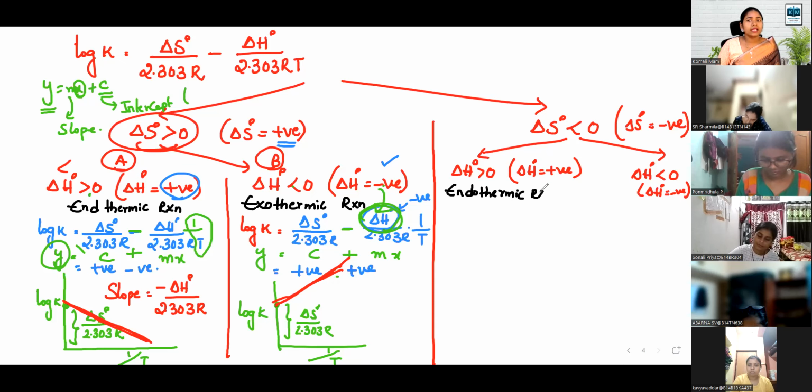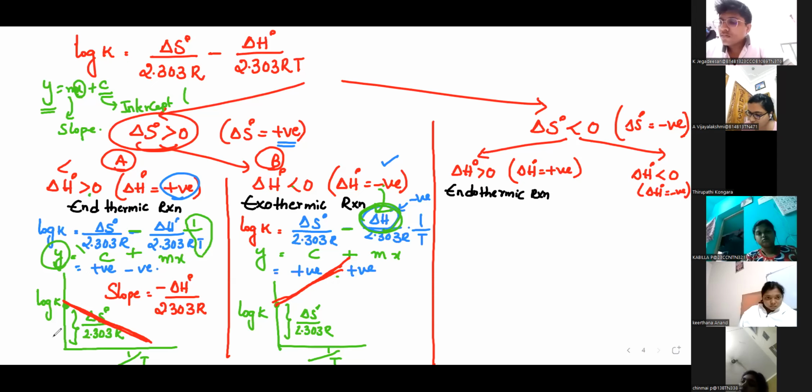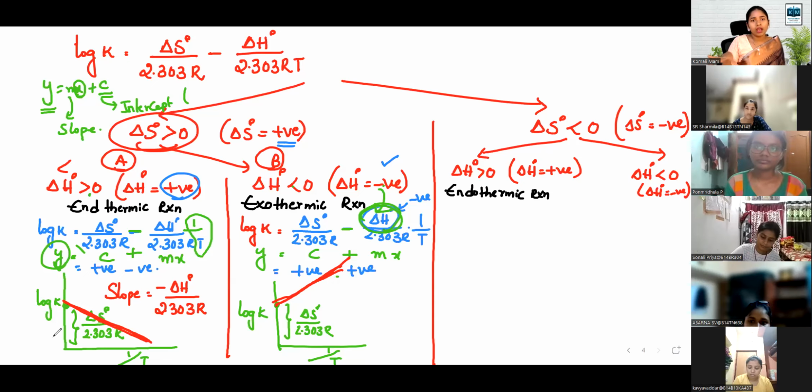They may ask you, which of the following is the correct graph for exothermic reaction? Which of the following is the correct graph for endothermic reaction? You should be able to identify. I'll give you a set of practice questions, everything I'll give you. Everything will be clear during class itself. Listen carefully. Today evening you practice it. That will be awesome if you do it on the same day.